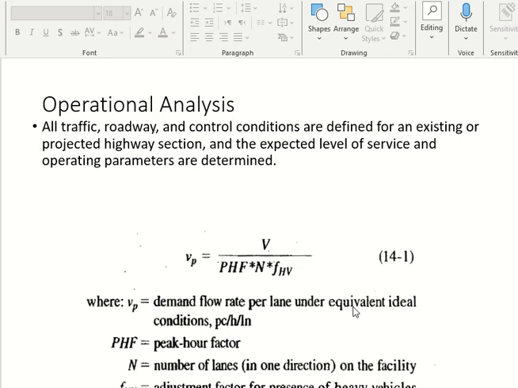This value, I need this value. So peak hour factor given. Number of lanes. It's a 4-lane highway, I will take 2. FHV, I have 2 values, so VP will also have 2 values.